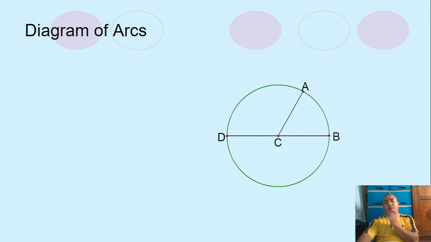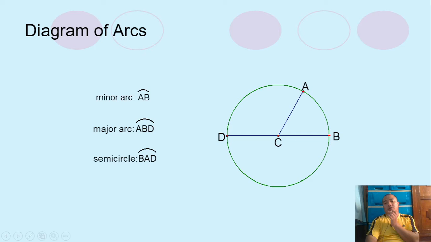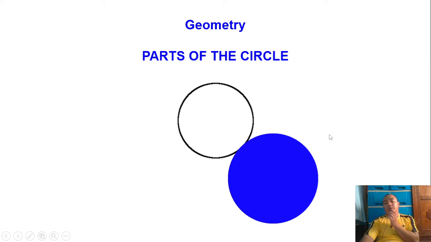So we have here diagram of arcs. Minor arc is arc AB. It's less than 180 degrees. Major arc is named using 3 letters, arc ABD. Arc ABD is a major arc because its measure is more than 180 degrees but less than 360 degrees. Semicircle, arc BUD, is a semicircle because its endpoints are the endpoints of a diameter.